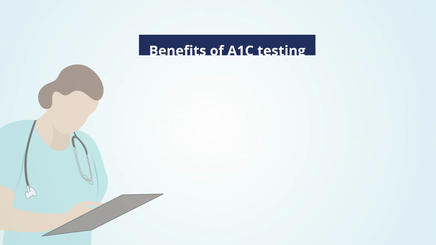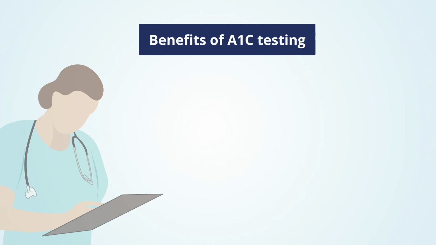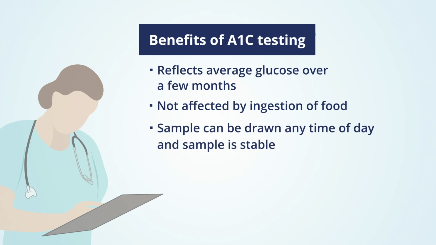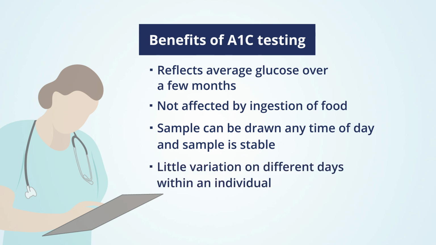By contrast, hemoglobin A1C, because it reflects average glucose over a few months, is not affected by ingestion of food. The sample can be drawn any time of the day. The sample is stable. There's very little variation on different days within an individual.